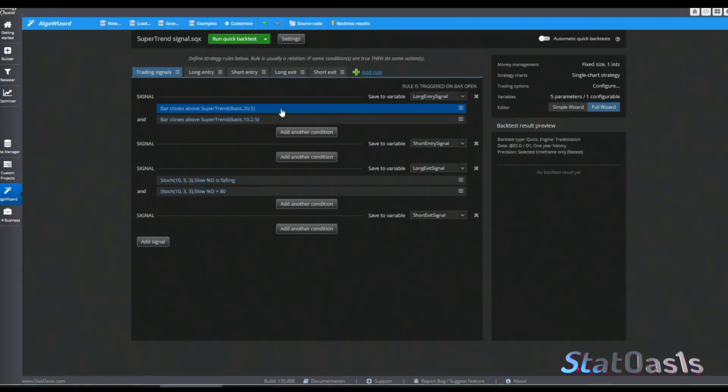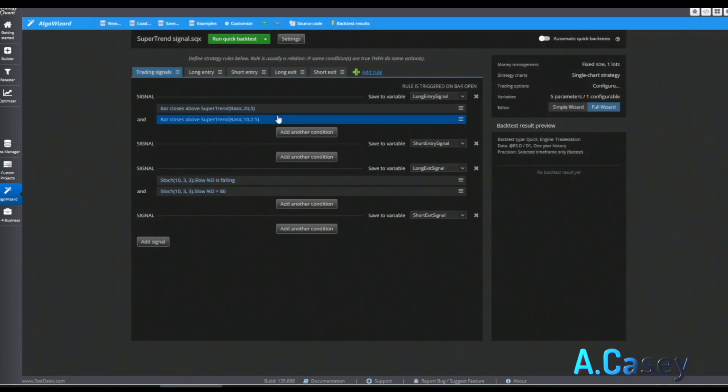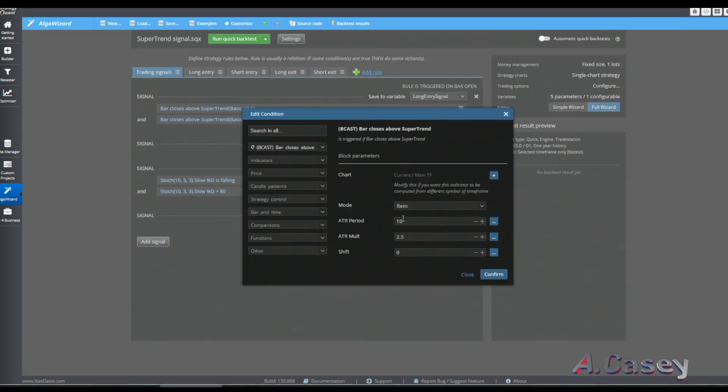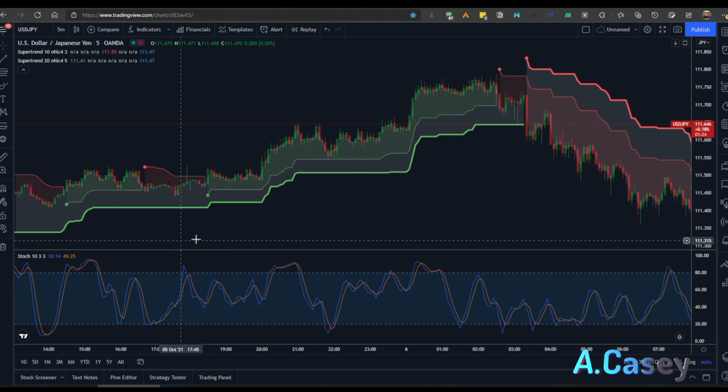So the bar closes above 20 and 5. That means long term, we are in a long trend. And then the faster one, which is 10 and 2.5, that means the short-term trend just switched to long, matching with this one. Then we'll go long. And here I built a unique exit strategy. Of course, you can use any exit, but I'm just trying to give you more variety. And here I'm going to show you how it looks.